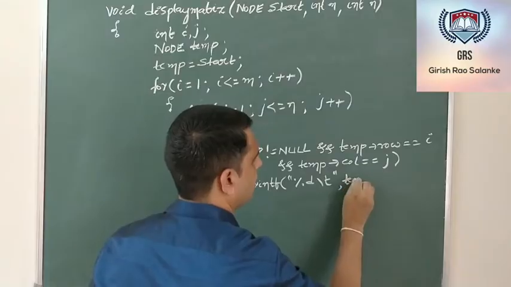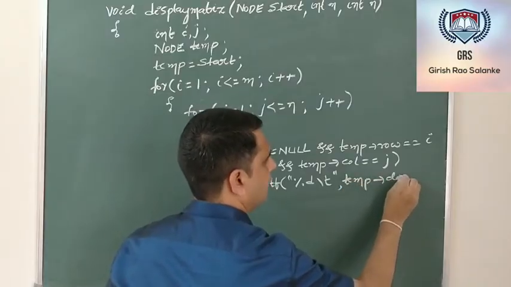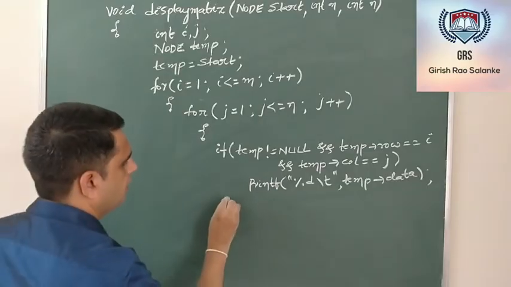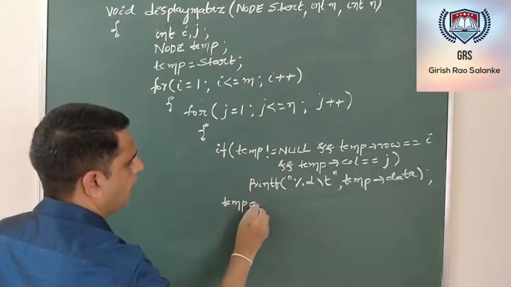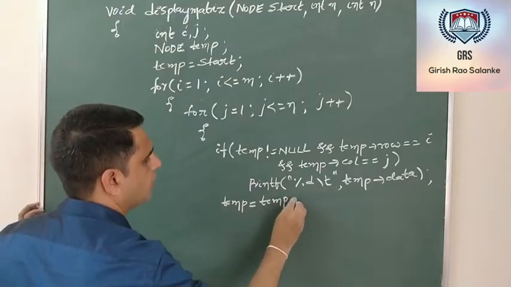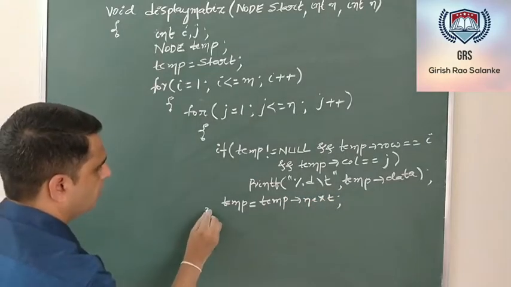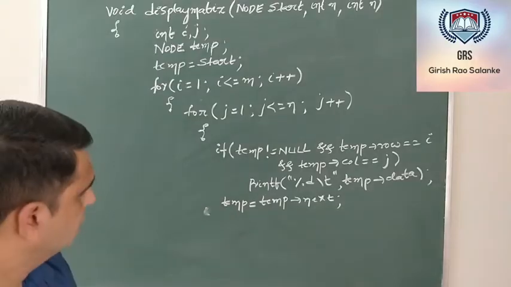I will print the data part, that is the non-zero element. Print temp of data, and then I will move temp to the next node. Temp is equal to temp of next. I'll close this. Sorry, let me check.